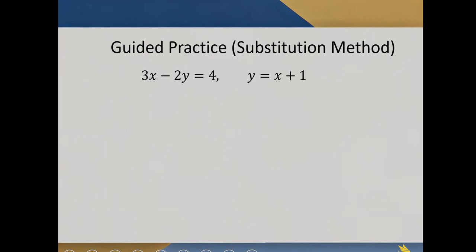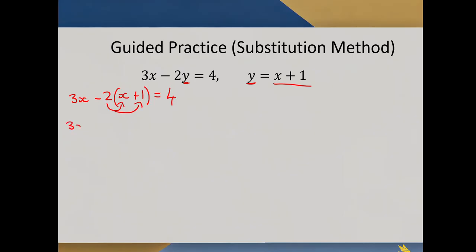The next one, we're doing the same process. We are looking at the substitution method. So again, we need to get one of our equations with a variable by itself, and straight away here I'm able to see that. So the first thing I'm going to do is grab x plus 1, and wherever I see the y, I'm just going to substitute it in. So that means I've got 3x take away 2, in brackets, x plus 1, equals 4.